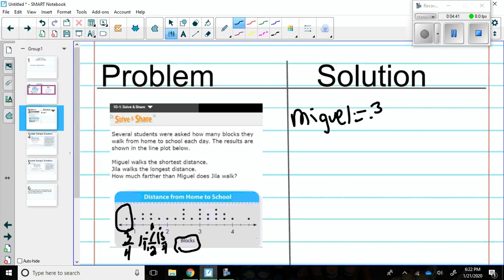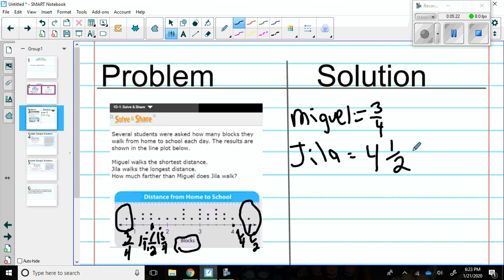walks 3/4 blocks. Because Jilla walks the longest distance. And again, we have to think about, it doesn't say which one Jilla is, but we know that she walked the longest. So the person who walked the longest distance is this one right here, which we can figure represents Jilla. So knowing this, we have 4 on this graph. So this must be 4 1/4, making this 4 1/2. So Jilla walks 4 1/2 blocks to school.